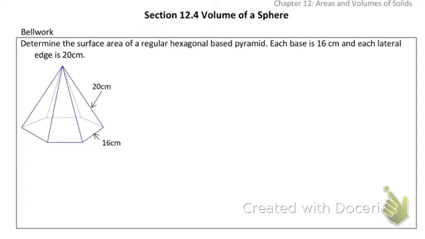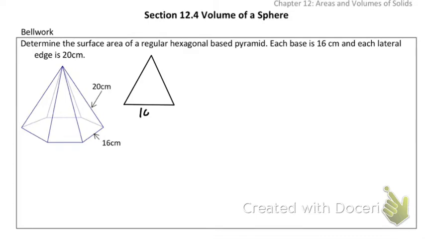All right, so when I'm looking at this shape and I'm doing surface area, I'm looking at which two-dimensional shapes comprise it. That would be 6 triangles and a hexagon on the bottom. So the first thing I'm going to focus on is our triangle. So let's go ahead and draw our triangle. This is one of our triangles.